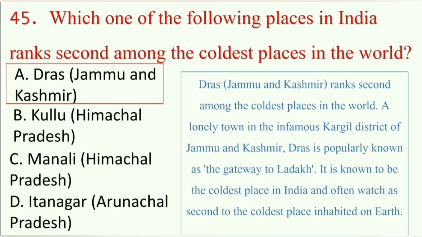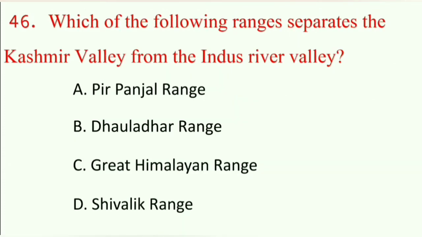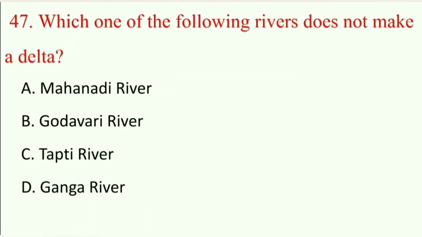inhabited on earth. Next, which of the following ranges separates the Kashmir Valley from the Indus River Valley? Answer: C. Great Himalayan Range. Next, which one of the following rivers does not make a delta? Answer: C. Tapi River, or Tapti River.